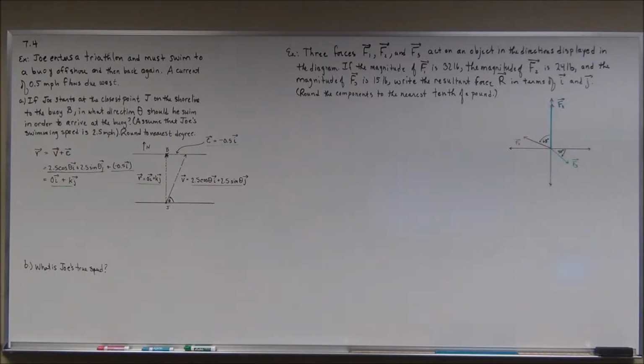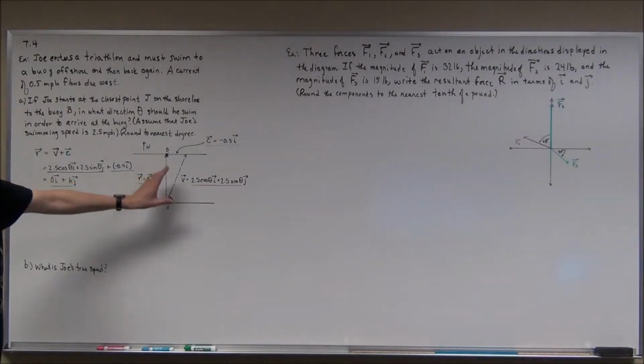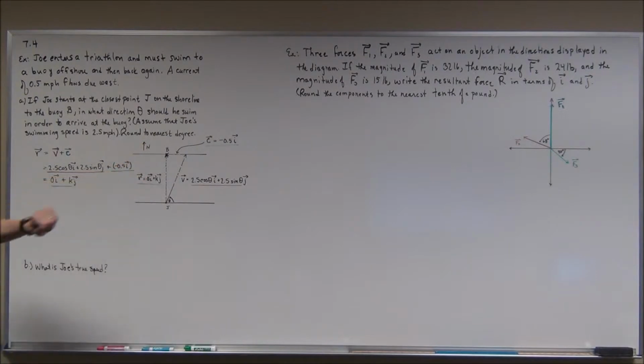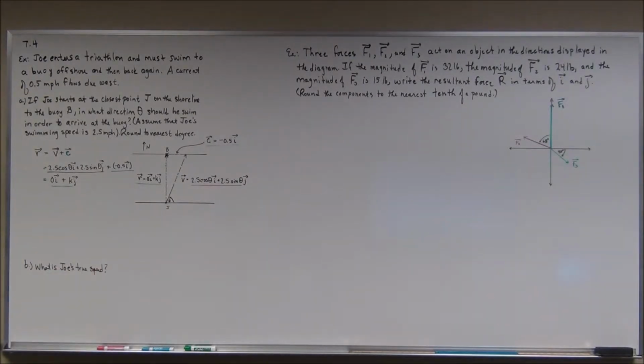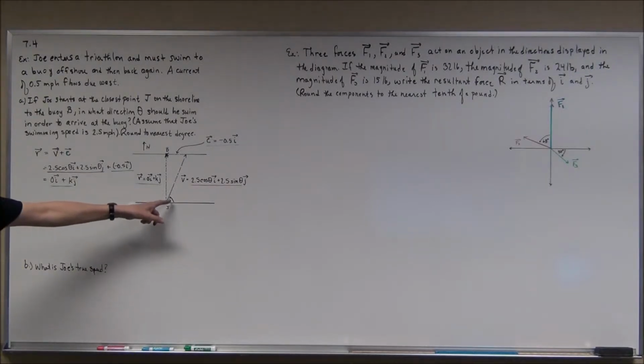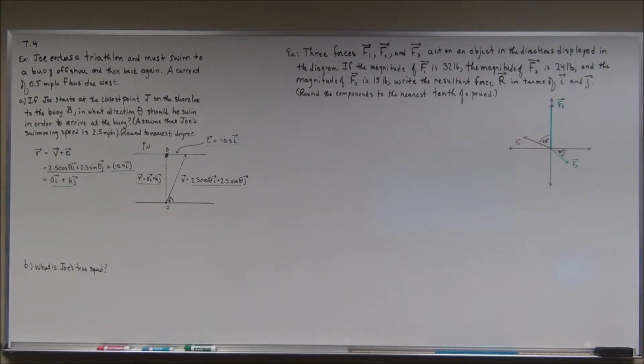In this case, it says Joe enters a triathlon and must swim to a buoy offshore and then back again. A current of 0.5 miles per hour flows due west. The way I've got my diagram here, this is going to be north straight up here. So it says if Joe starts at the closest point, this is J, this is Joe right here, on the shoreline to point B, which is where the buoy is at, in what direction theta, that'd be this angle right over here in my diagram, should he swim in order to arrive at the buoy?